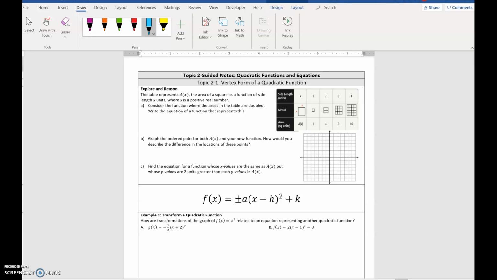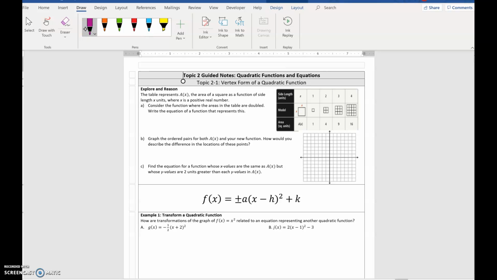Okay, so we are in a new topic, and this is going to be the pre-recorded video for topic 2, section 1. So the first thing we're going to talk about is just vertex form. Topic 2 is all about quadratic functions and equations, and the first section is on vertex form, which we've already talked about. So topic 2, section 1 should be more of a review.